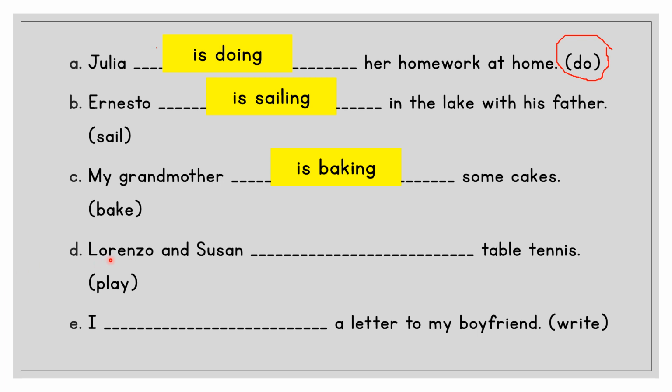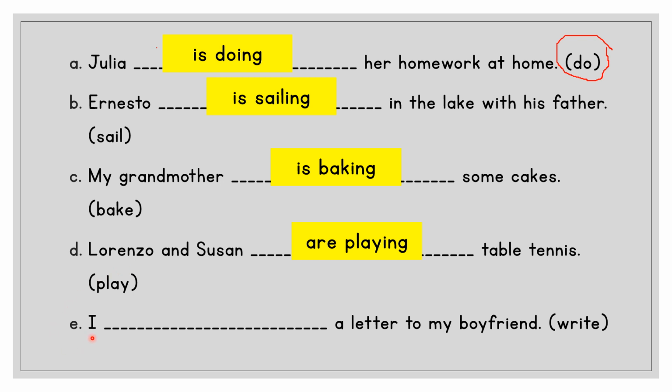Okay, D. Lorenzo and Susan. Okay, how many people? 1, 2, 3, 2. Okay, then should we use is or are? Is. Okay, so what should we write? Lorenzo and Susan are playing table tennis. Dia cakap is yang tadi. Oh, sorry, are. So, Lorenzo and Susan are playing table tennis. Sorry, salah cakap. Alright.